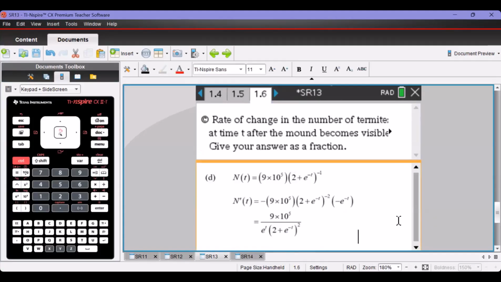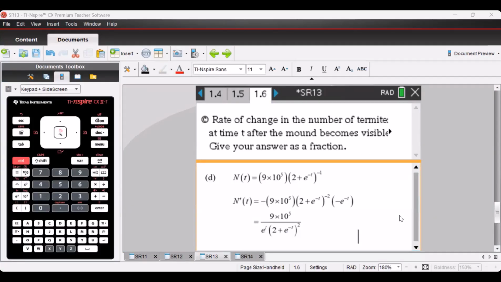In part D, we're asked to find the rate of change in the number of termites at time t after the mound becomes visible. And more importantly, in this wording of the question, it asks us to give our answer as a fraction, so we need to follow the instructions carefully. So TI-nspire can't help here.